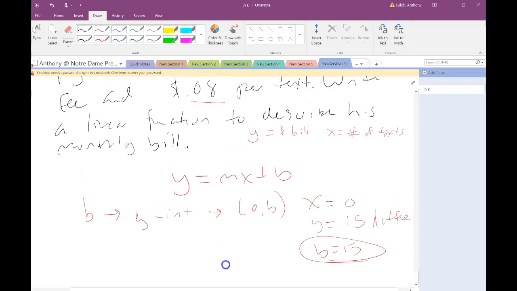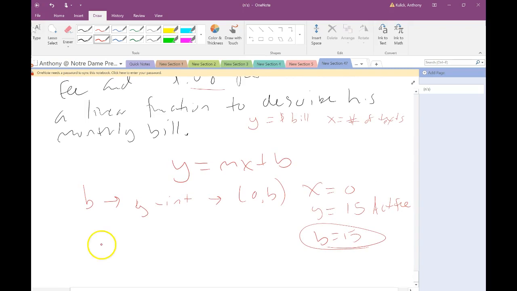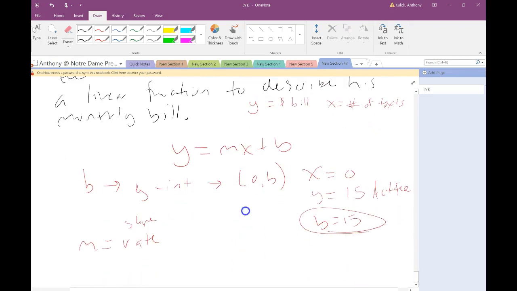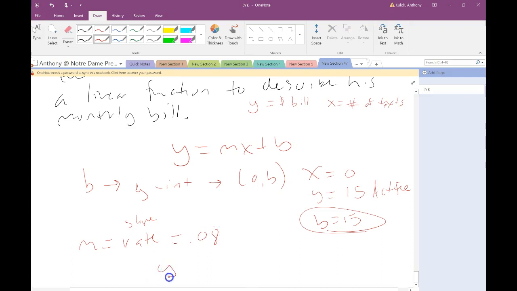Now, we have one other quantity to figure out. We need to figure out m. So the m is the slope, which is a rate. Are we given a rate in this problem? Yeah, 8 cents per text. Guess what that is? That's your slope right there. So my function then is y equals 0.08x plus 15.